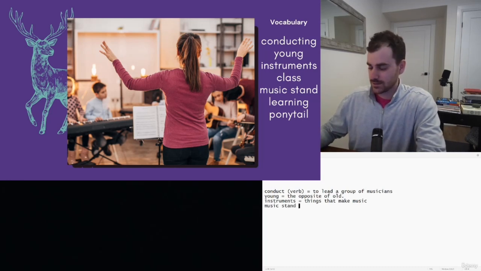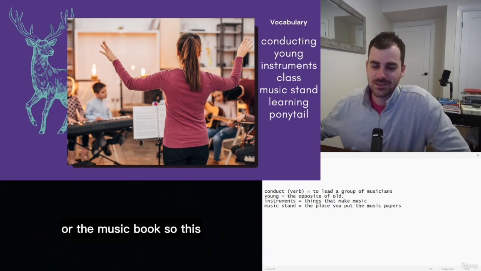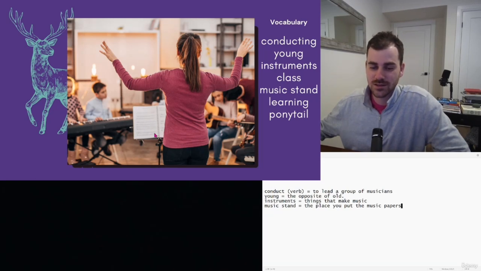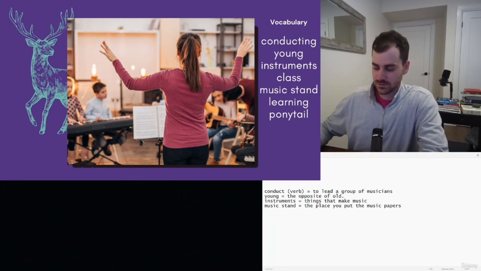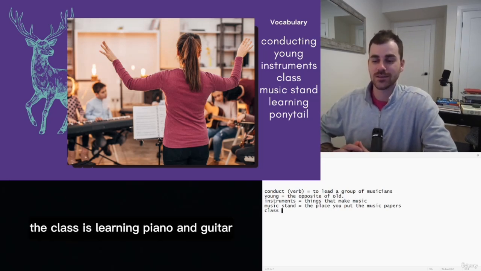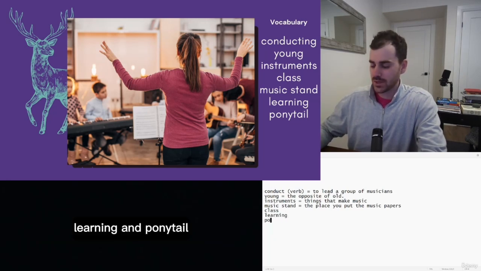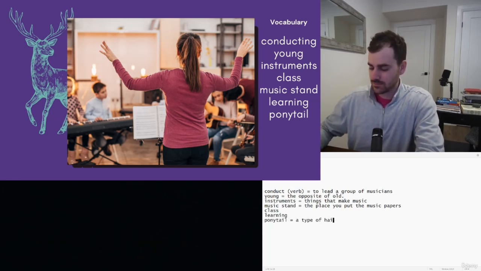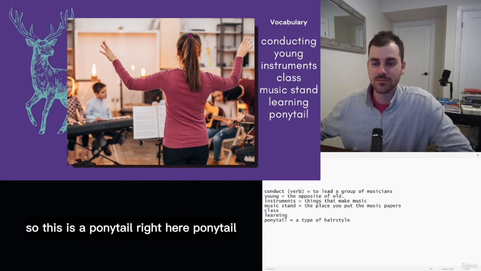Music stand. The place you put the music papers or the music book. So this is a stand, a music stand. So you can say she's reading music from a music stand. Class. The class is learning piano and guitar. Learning. And ponytail. A type of hairstyle. So this is a ponytail right here. Ponytail.